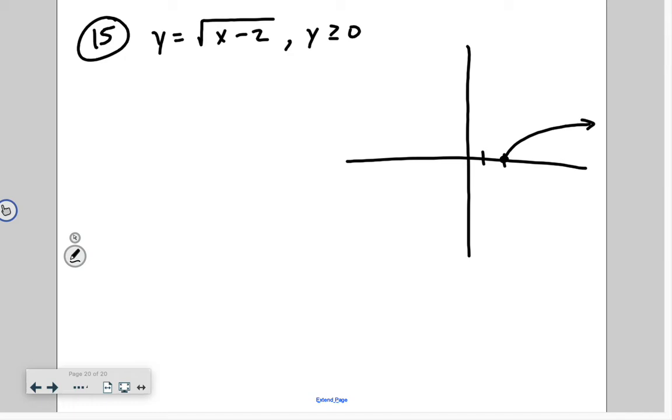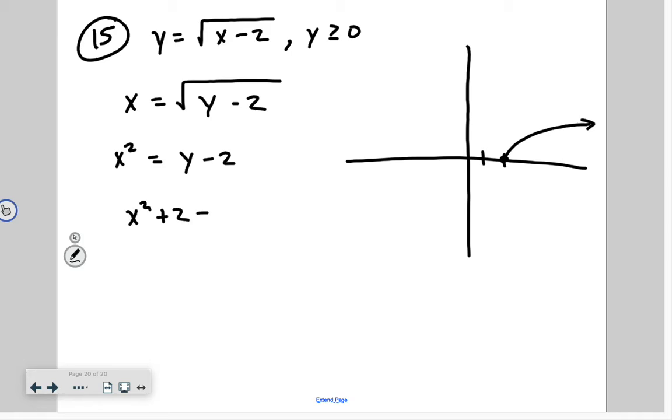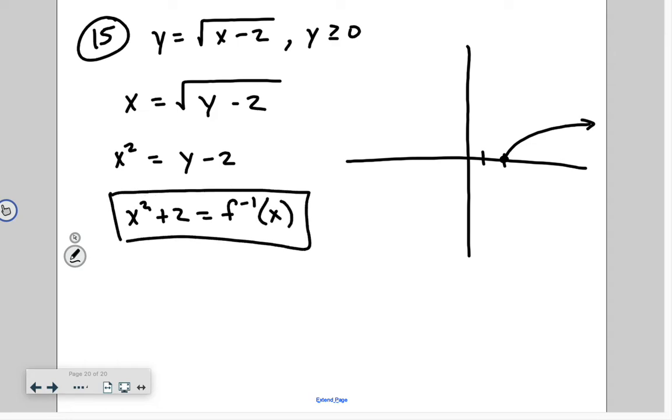Let's find the inverse. Let's flip the x and the y. And let's solve. Square both sides to get rid of the square root. Add the 2 over, and therefore x squared plus 2 is my inverse function. So there's that part of it. Let's graph it, and then we'll come back and talk about that domain idea again.